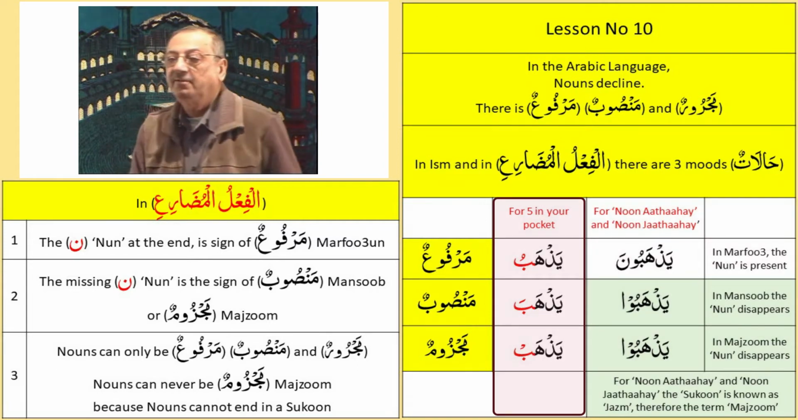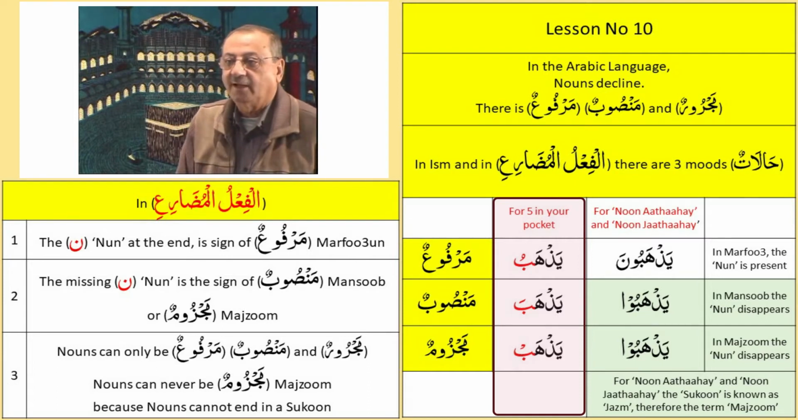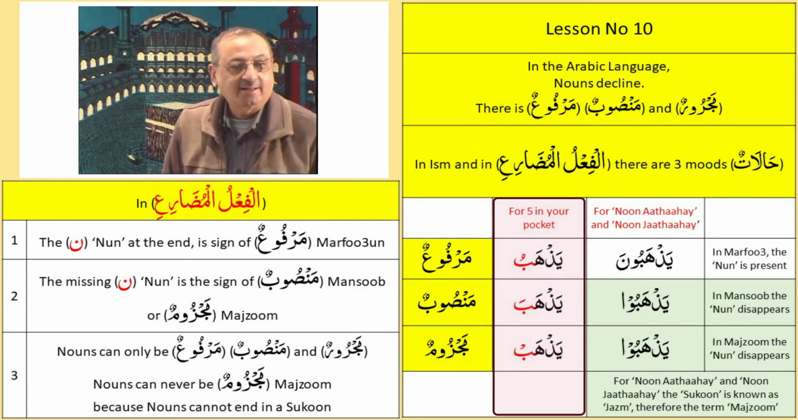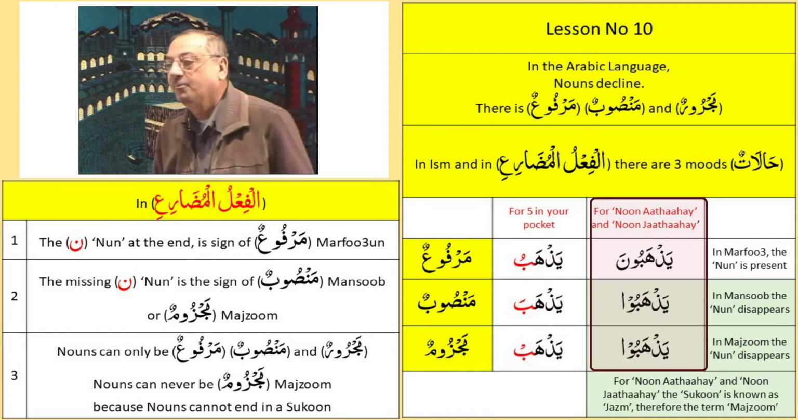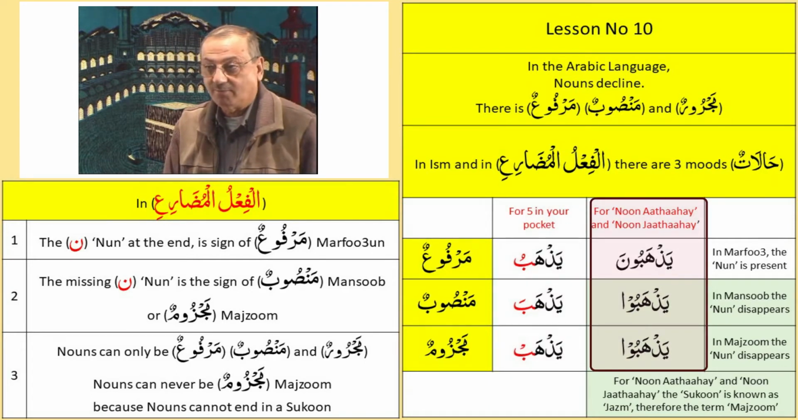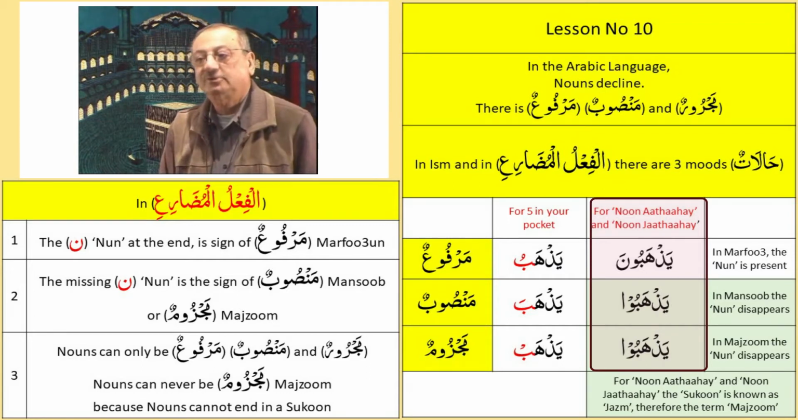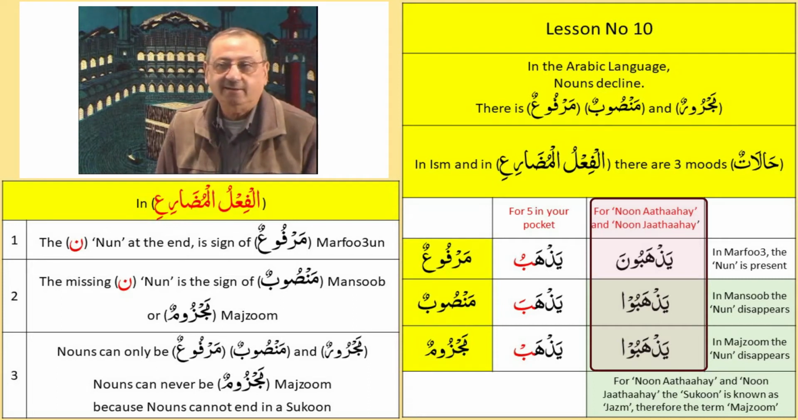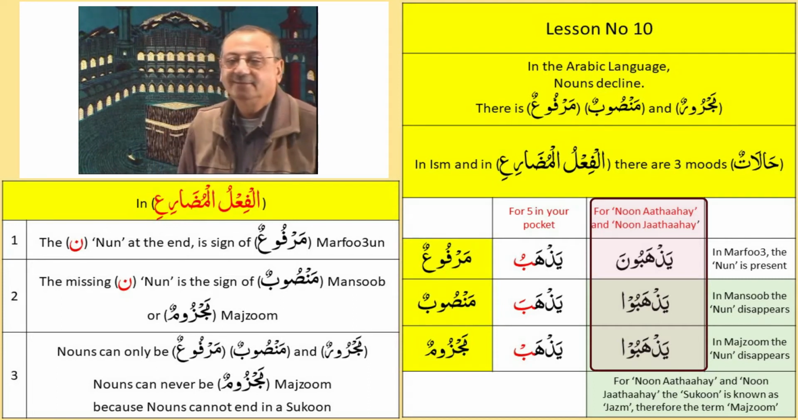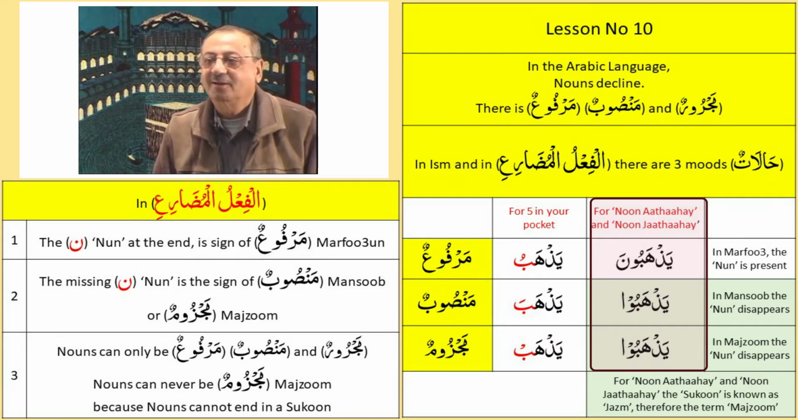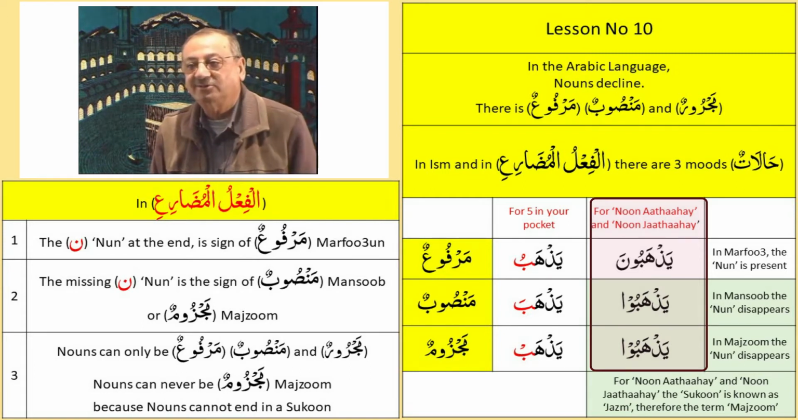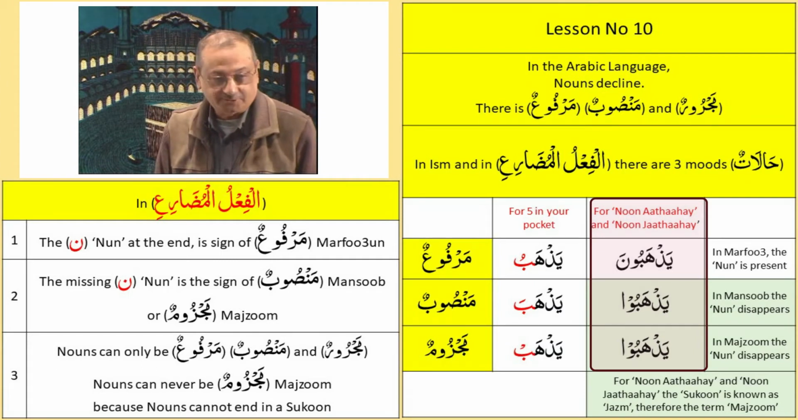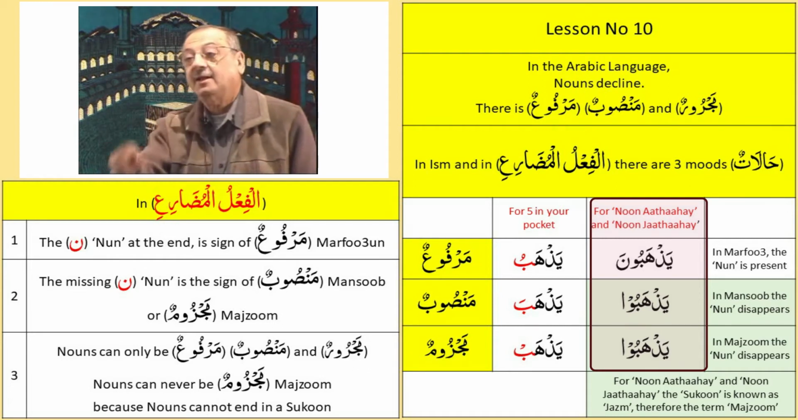Okay. So if it is yadhabu, brothers and sisters, make it mansub, yadhaba. Make it majzum, yadhab. Okay, and yadhabuna, where is the fi'l? Where is the fi'l in yadhabu? Mustatir. Yadhabuna, where is the fi'l? And what is this noon doing here? Noon is telling me that the fi'l is marfu. And then when I drop the noon and I say yadhabu, then it became mansub. If I say yadhab, it became majzum. Three sections.